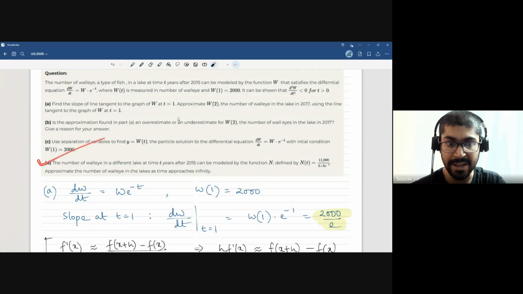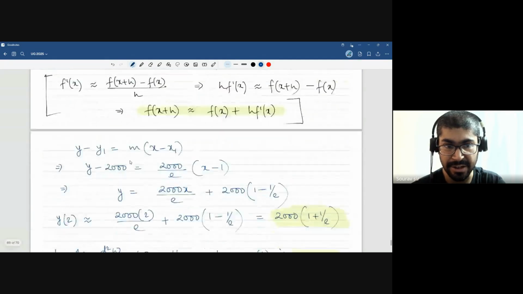So done. Number D: the number of walleye in a different lake at time t after 2015 can be modeled by the function N. Approximate the number of walleye in the lake as time approaches infinity. It will be in only one particular lake.